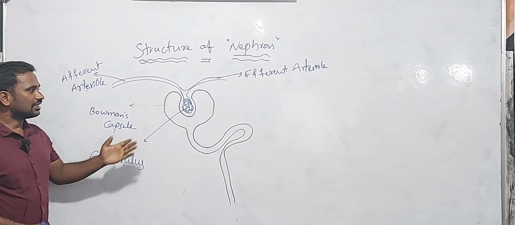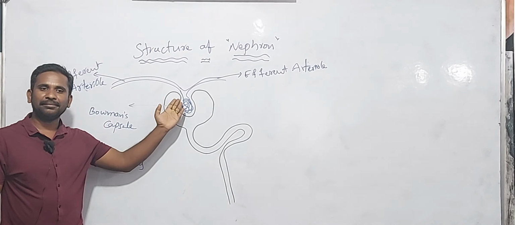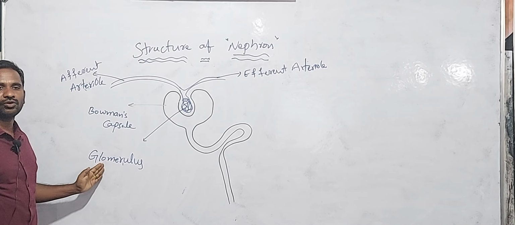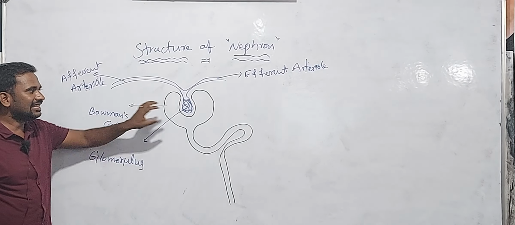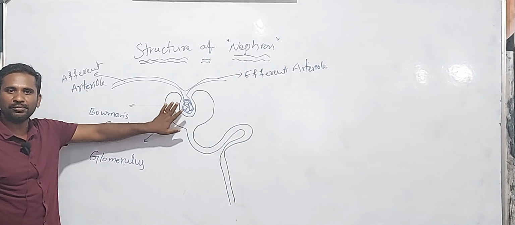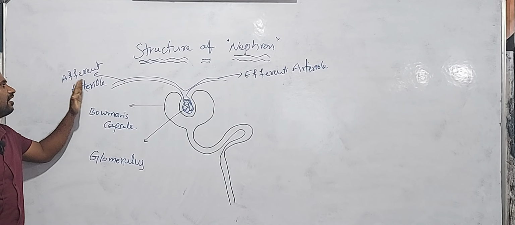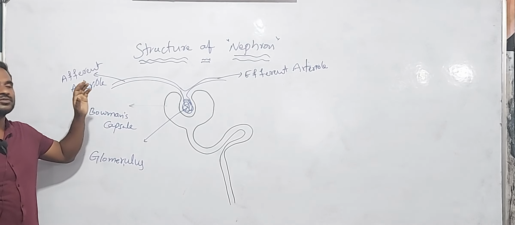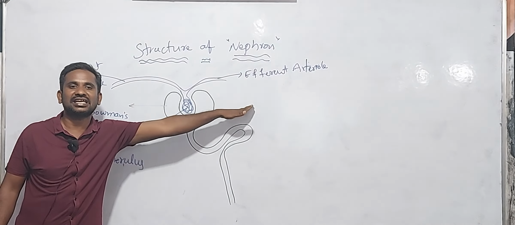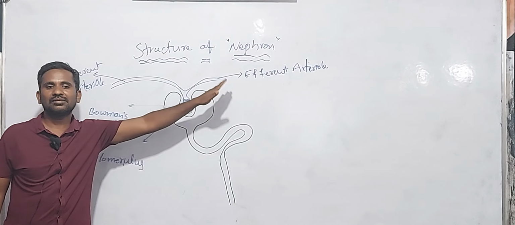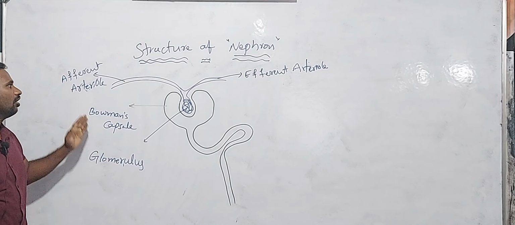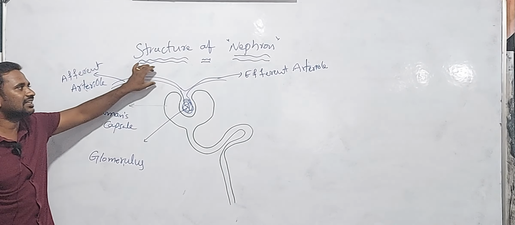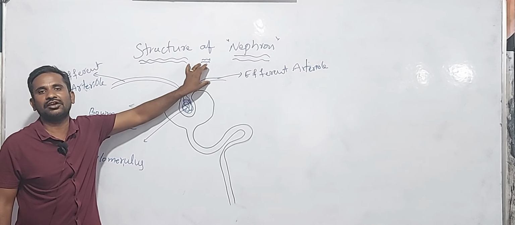So the Bowman's capsule has a blood capillary network in it, that is known as the glomerulus. This blood capillary network, or glomerulus, is formed by the afferent arteriole. It comes out as an efferent arteriole. Very important: the size of the afferent arteriole is bigger than that of the efferent arteriole.